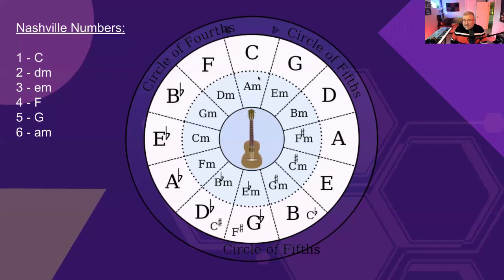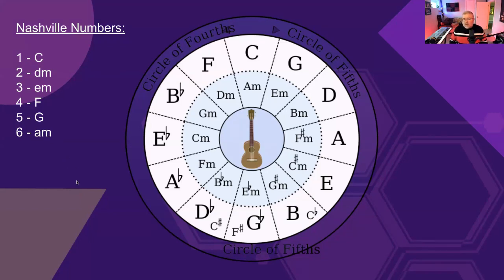How many sides does a dice have? It has 6 sides, right? So when you're rolling a dice, you're rolling Nashville numbers. For those of you who have heard of the Nashville number system, the numbers correlate to a degree of the scale. So in the key of C, the 1 is the C, the 2 is the D minor, the 3 is the E minor, the 4 is the F, the 5 is the G, and the 6 is the A minor.